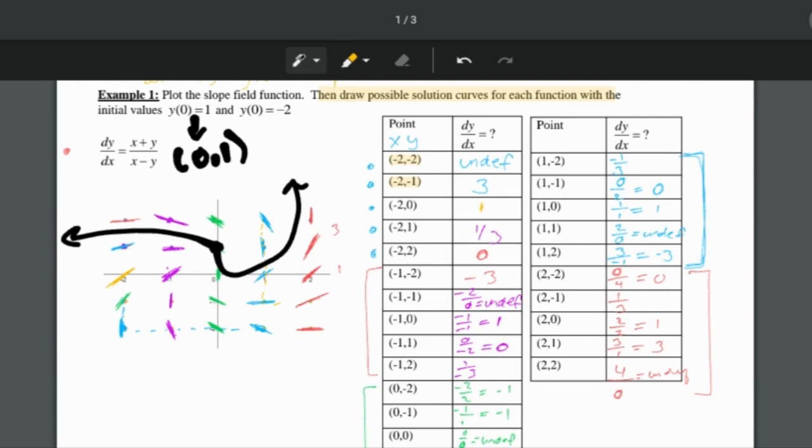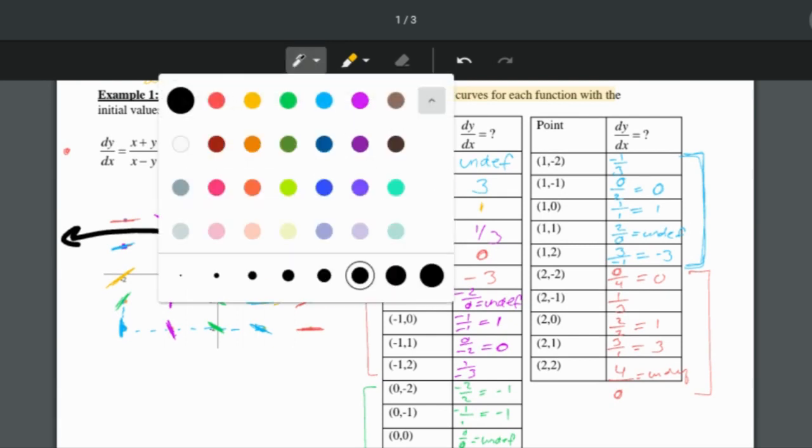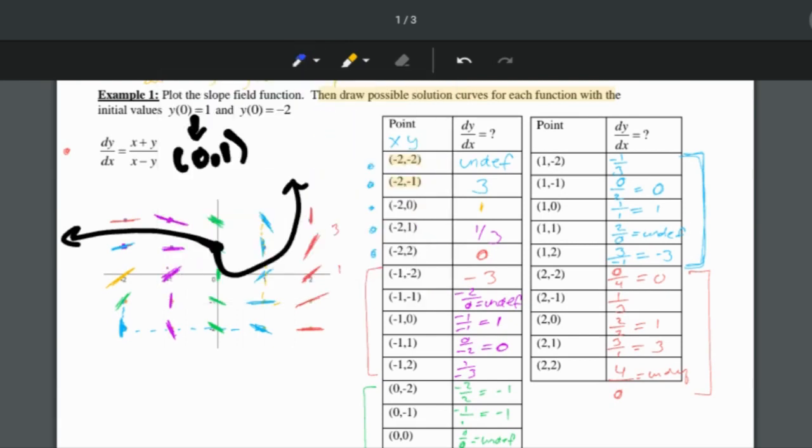And then there's one other solution curve they want us to draw, through y of 0 equals -2. So they're saying start at 0, -2. So 0, -2 is right here. And this one might look different.